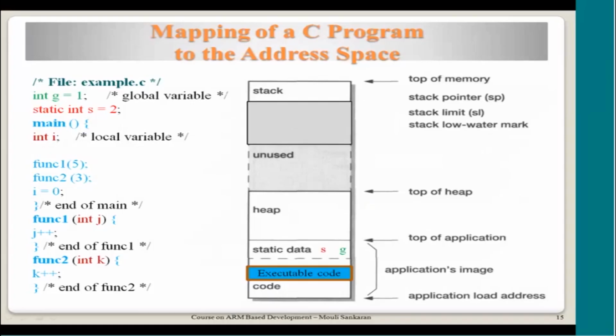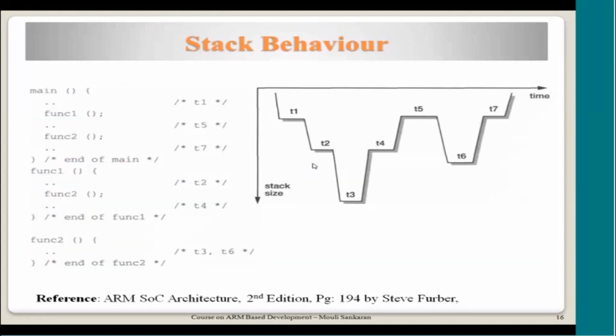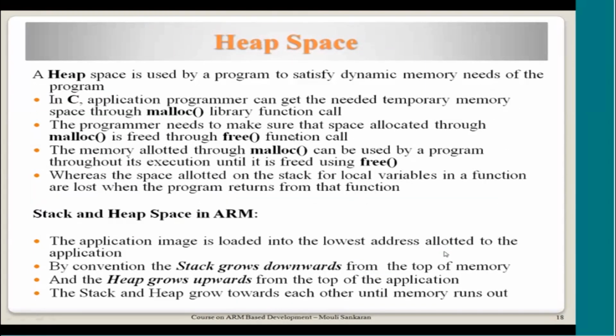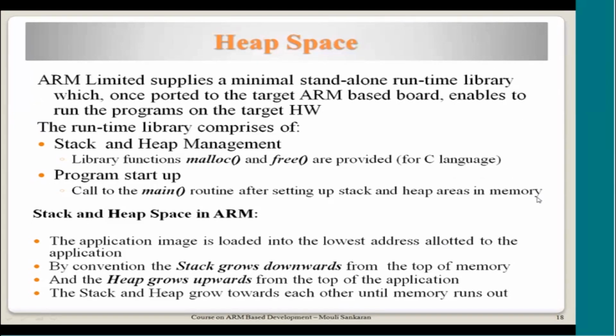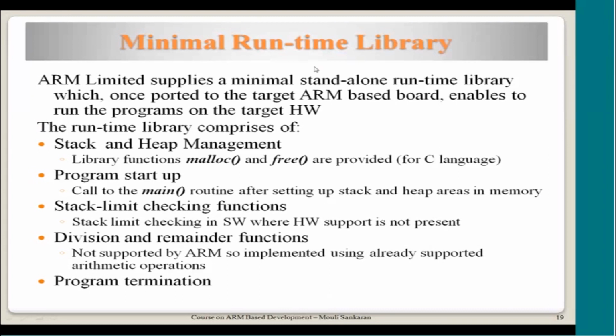So these are all dynamic memory requirements of a program based on the usage, and when they meet each other, that means there is a space crunch and the program fails after that. Okay. So this is the heap space which is required for dynamic memory allocation, and then a minimum runtime library is used. As I mentioned in the earlier case, how does an ARM processor or any processor know that there is a program starting in the memory? So that kind of support is required.